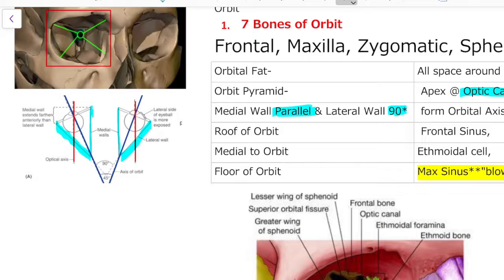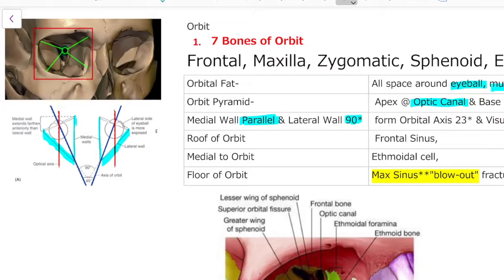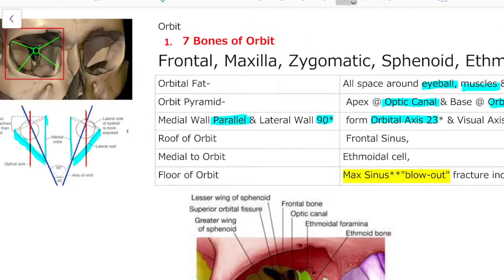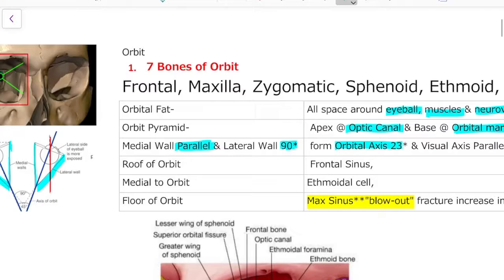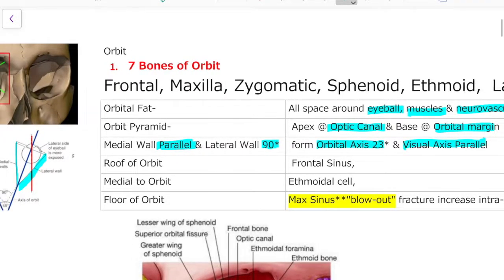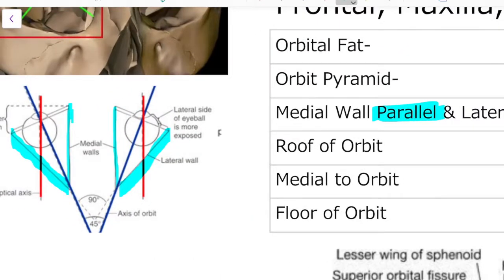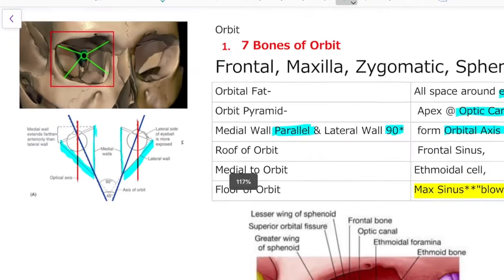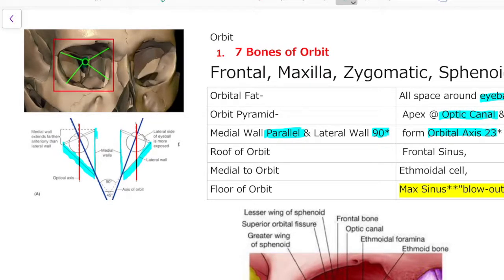And so if we subtract the angles, we can figure out that there's about a 23 degree orbit axis, and there is a parallel visual axis. So what that means is, as you can see, the red line is my visual axis, so that is parallel, and the blue line will be my orbital axis.